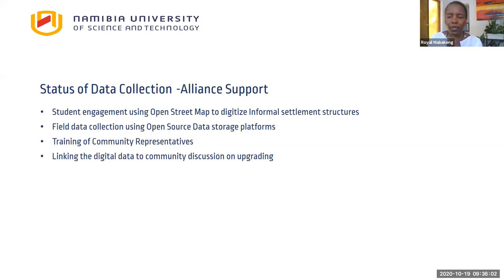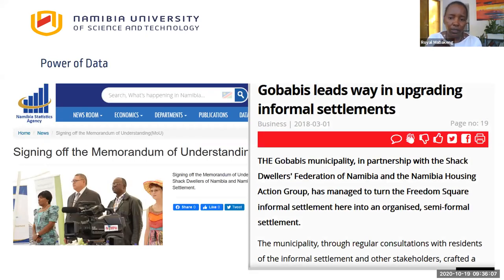Moving forward, in regard to the power of data, in 2014 a memorandum of understanding was signed with the Namibia Statistics Agency, where data collection from communities could be incorporated in the national spatial data infrastructure. But this is still ongoing. There was a memorandum of understanding that was signed, but there has been little progress in terms of how we can go about integrating the data.